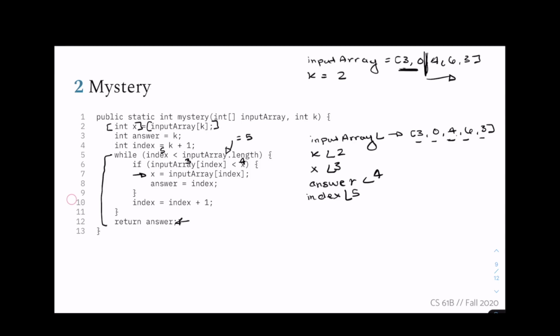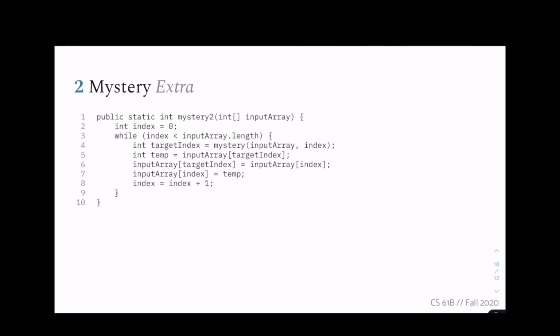Now that we've done that, we can move on to a slightly harder problem. This is an extra problem, so don't worry about it if it's a little difficult, because it's meant to be. For this problem, I want to describe what mystery 2 would do if we gave it the same input array we gave the previous problem, which is 3, 0, 4, 6, 3. I'll give you a couple seconds to think about it.